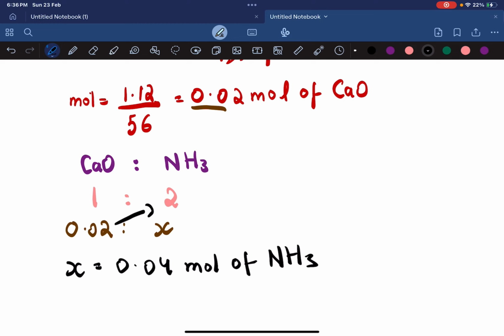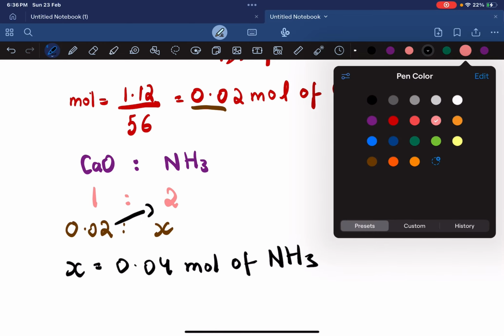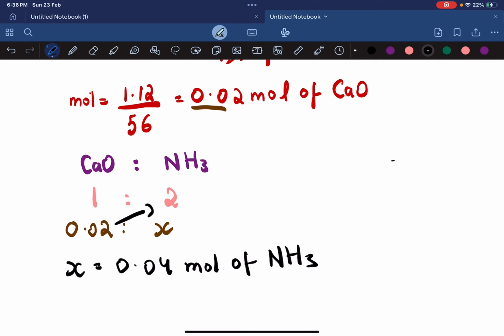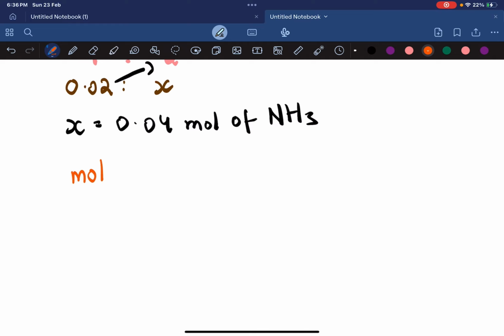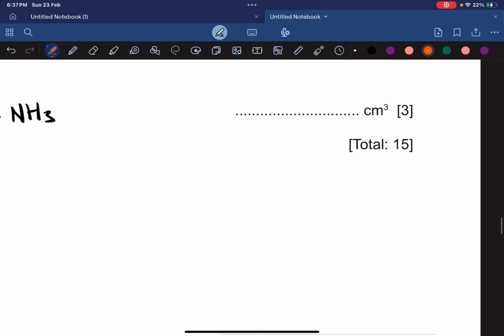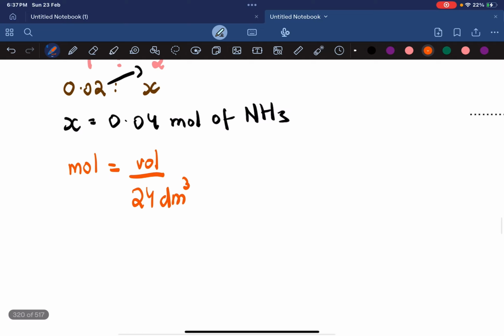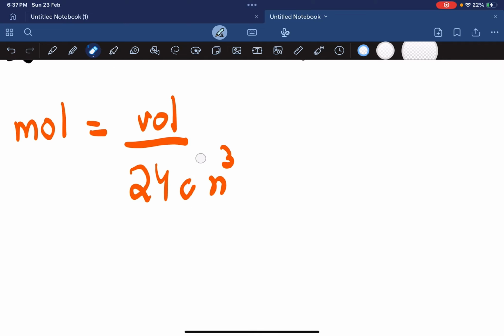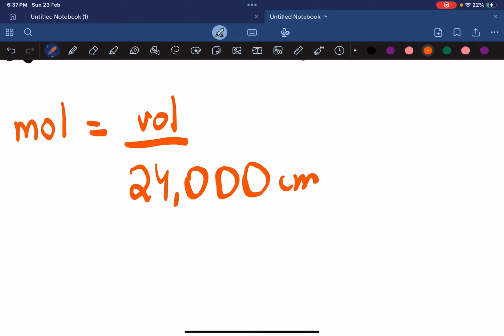Do you guys remember the formula for volume which we used to use? The formula for volume: moles is equal to volume over 24. If we are asked for the volume in dm cube, we take 24 dm cube. If we are asked for the volume in cm cube, then we take 24 cm cube. Over here in the answer space, we are asked for volume in cm cube. So now we don't take 24 dm cube because we're not asked in dm cube. We take 24,000 cm cube.